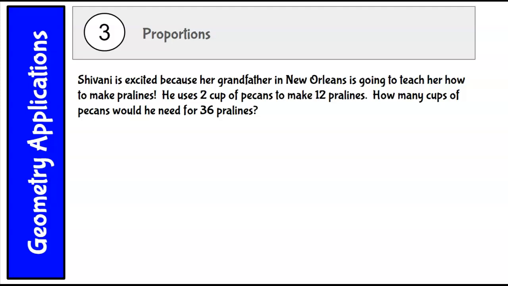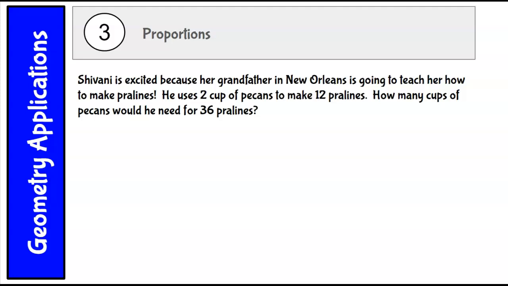Our last example is proportions. Shivani is excited because her grandfather in New Orleans is going to teach her how to make pralines. He uses 2 cups of pecans to make 12 pralines. How many cups of pecans would he need for 36 pralines? And this is a proportion problem, and you can recognize that it's a proportional problem because there is something that I can multiply times the number of pecans to get the number of pralines. It's 6, right? 6 times 2 cups of pecans equals pralines.